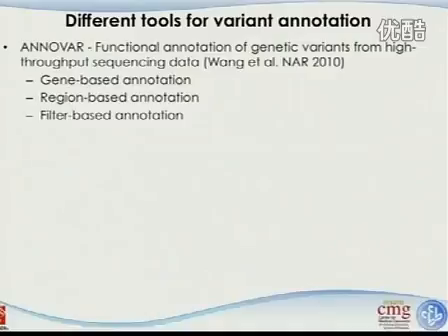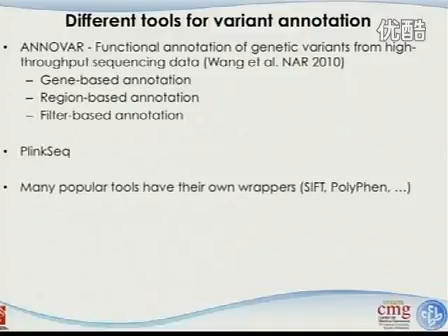So they have the gene-based annotation, region-based annotation, and filter-based annotation. The filter-based annotation is something where you can say, get rid of all the variants that are in the 1000 Genomes Project, but only the ones where the minor allele frequency is larger than 10%. So you can do more complicated things with this tool without needing to do the programming. And there's Plink/Seq, another tool that can do a little bit of annotation, but I think all are covered by ANNOVAR. And many popular tools have their own wrappers, like SIFT and PolyPhen, and these are things where you may want to go back to their own website to download the code to do the annotation.